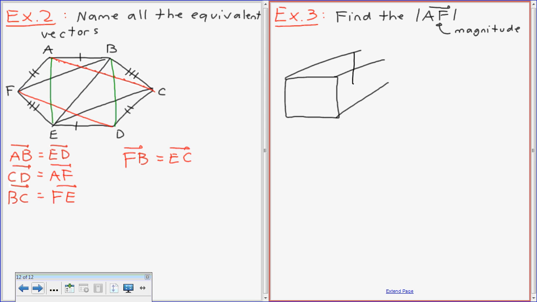Excuse my poor drawing. It's just a rectangular prism is what it is. Okay, my distances are going to be 4, 5, and 7. I know, did I say AF? I did say AF, didn't I? Let's try that again. AF, I meant.